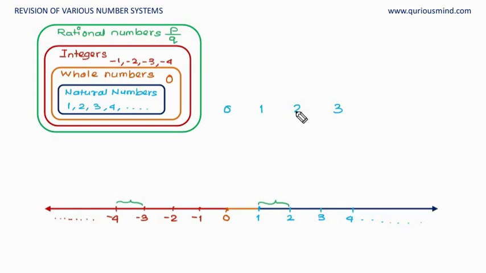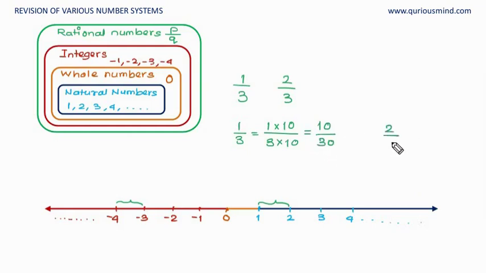Now we try the same for rational numbers. Let's say we have the rational numbers 1 upon 3 and 2 upon 3. At first instance they look to be consecutive rational numbers. We know that for rational numbers, we can find equivalent rational numbers. So let's say I find an equivalent rational number by multiplying by 10. So 1 by 3 now becomes 1 into 10 by 3 into 10, so I get 10 upon 30. Same way 2 upon 3 will become 20 upon 30.